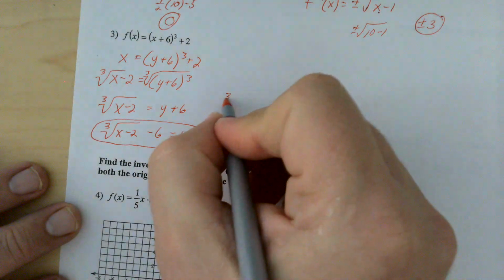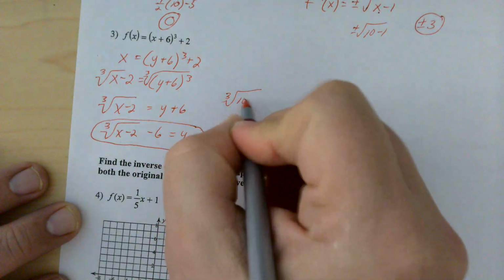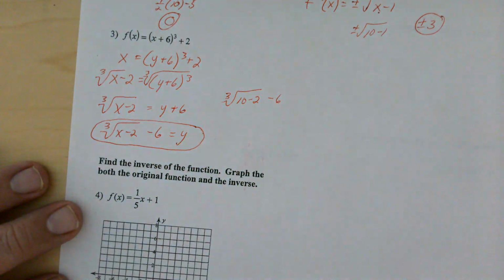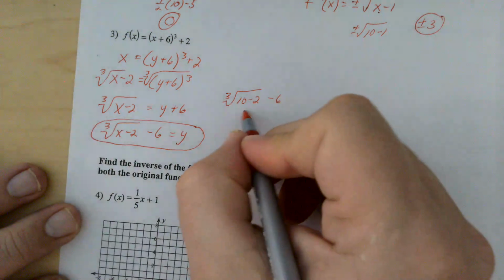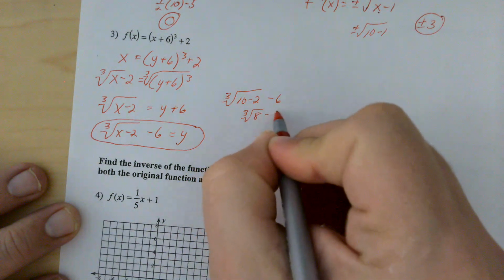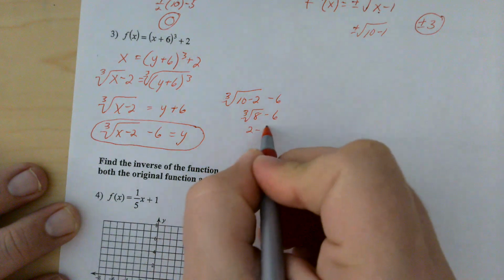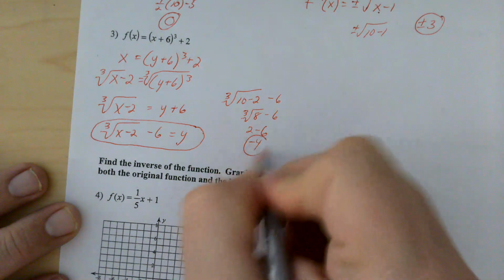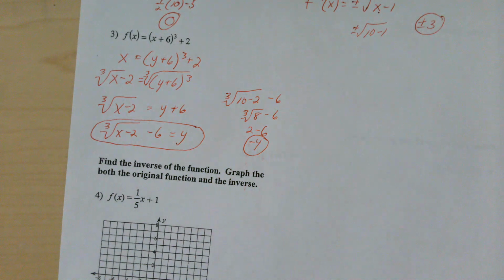And when I evaluate, I plug in a 10 for x, and then I have to calculate that expression. So 10 minus 2 is going to be 8. So the cube root of 8, we should know, is a 2. So 2 minus 6 is going to give us a negative 4. Okay? So again, that's just practice going through the process of finding the inverse of a function.